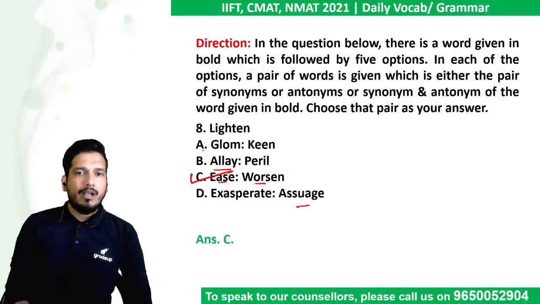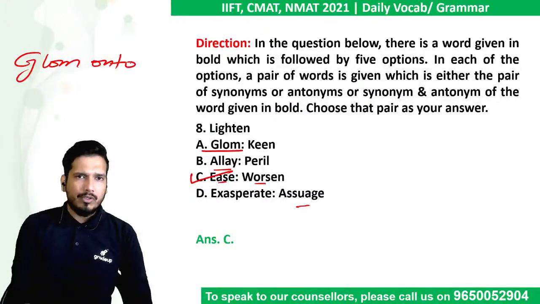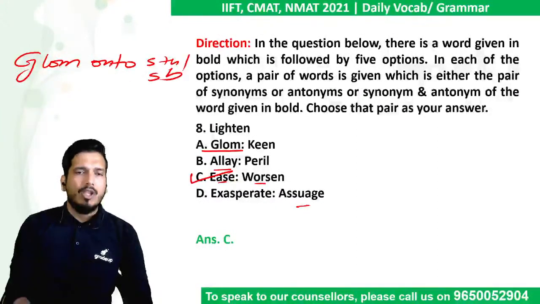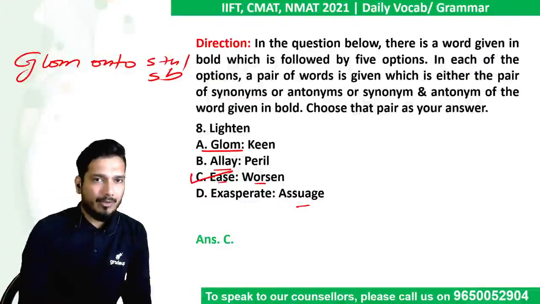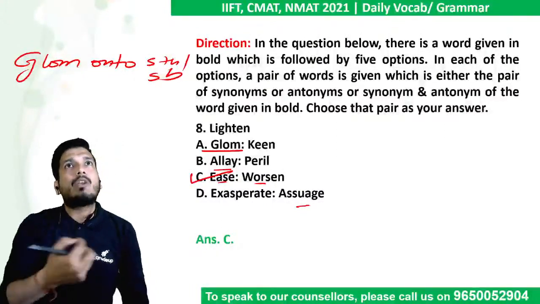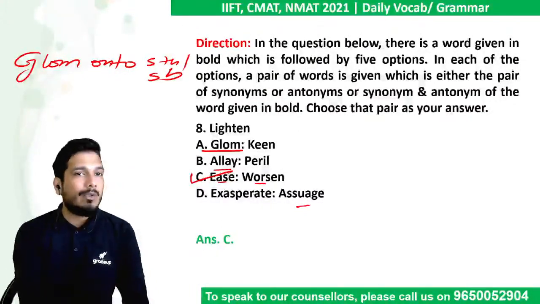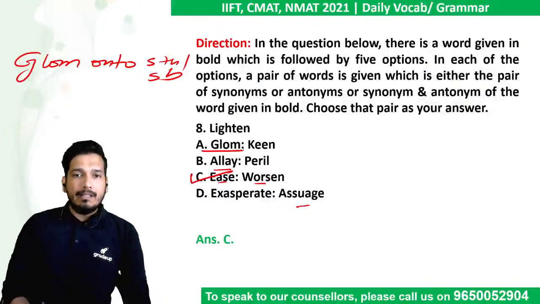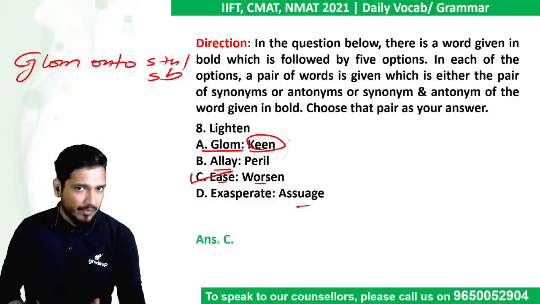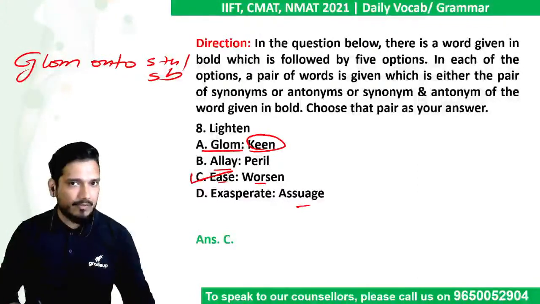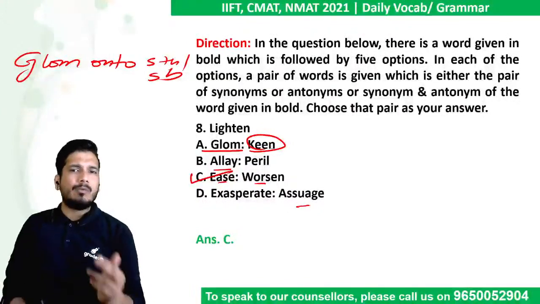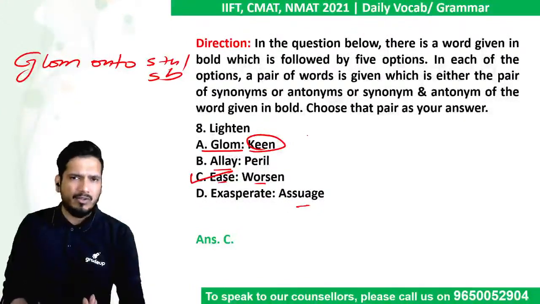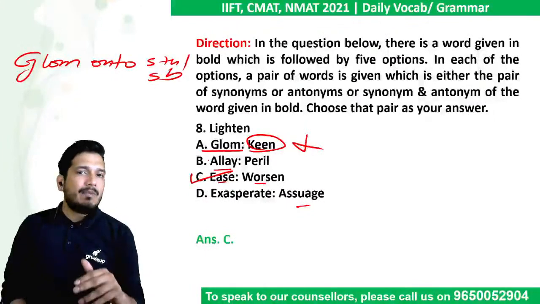Gloam is always used with onto something or somebody. When you gloam onto something or somebody, you want it desperately. Gloam onto something might also mean stealing it. Keen means a very high degree; keen interest means a very high degree of interest. They are kind of close synonyms but not exact synonyms, and C is a better answer, so I can negate A.